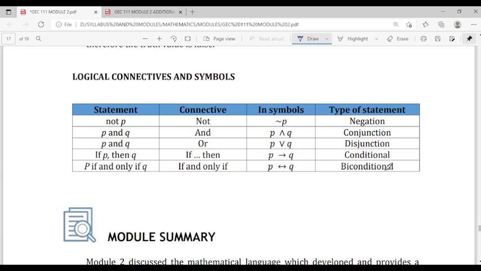So to summarize, the not symbol shows negation. The and symbol, the reverse of V, we have conjunction. And this shows disjunction, conditional and biconditional.